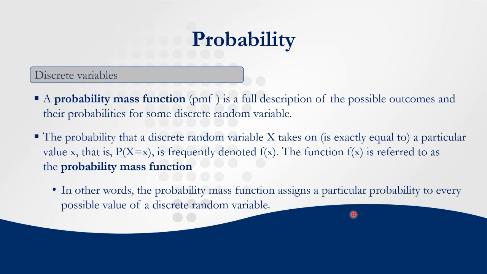So just to summarize, in terms of discrete variables, we have what we call the probability mass function, which gives us a description of the possible outcomes and their probability for a discrete random variable. The probability that a discrete random variable X takes on exactly a particular value, that is, the probability that I get 3 heads, is denoted by f(x), and it's called the probability mass function.